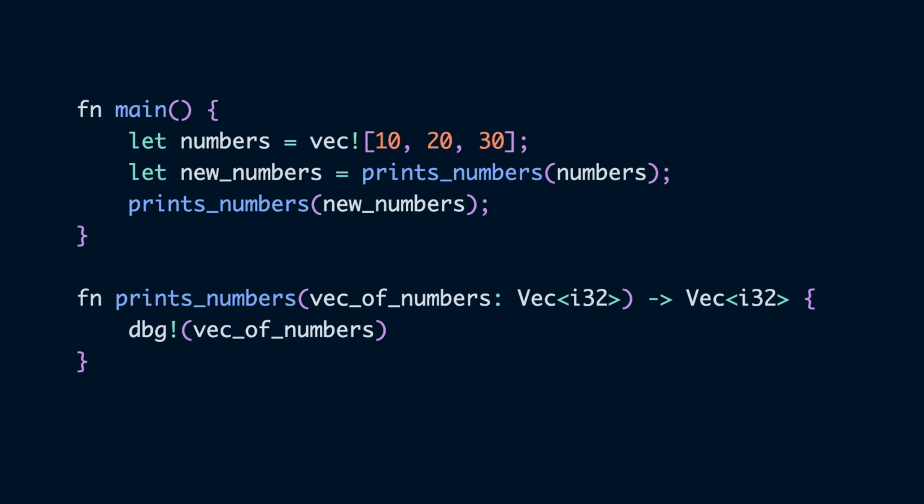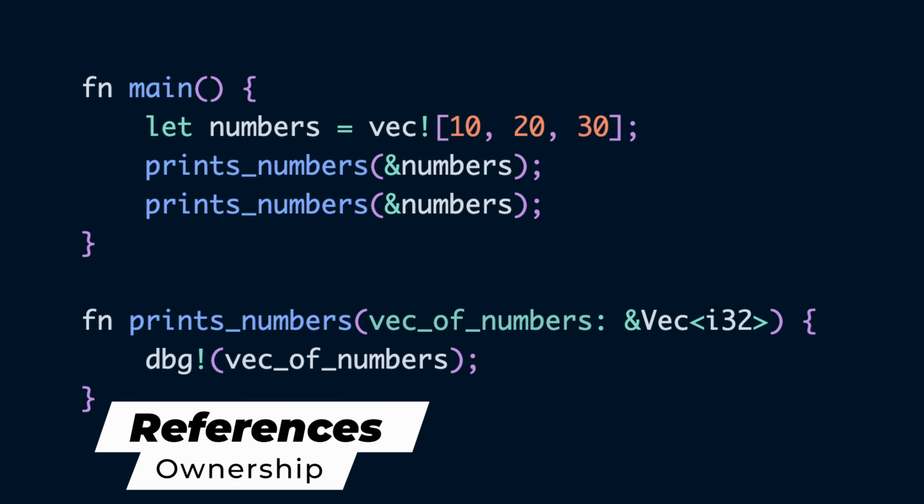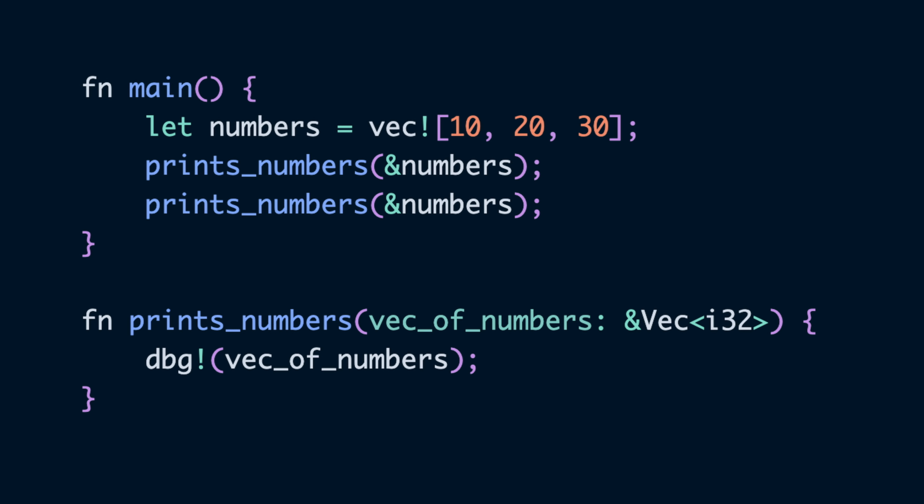And finally, for option 3, we can use references. Passing a reference provides temporary read-only or read-write access to the value in numbers, while numbers retains ownership of that value. There are 2 kinds of references in Rust. Shared references, indicated by just an ampersand before the variable name, and exclusive references, indicated by an ampersand with mut, or mutable. Shared references allow many users to access the data at the same time, while exclusive references only allow a single user at a time.